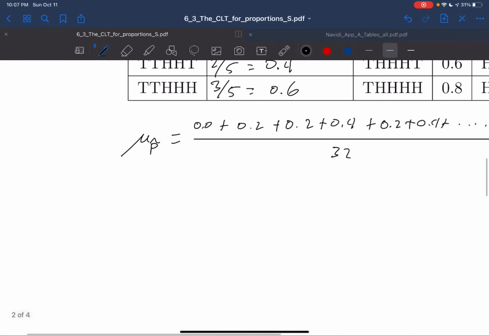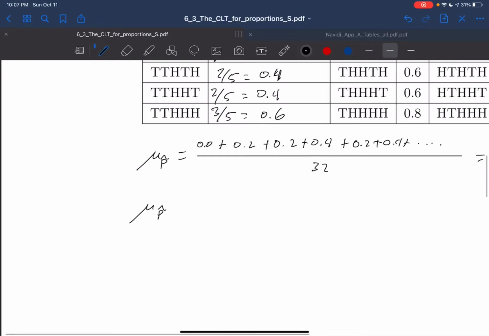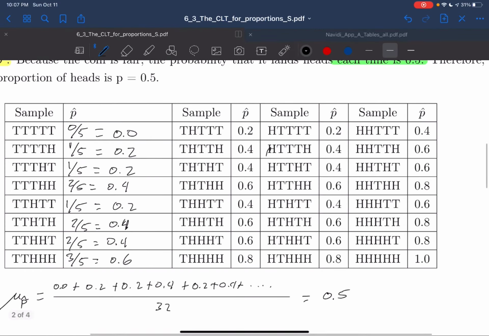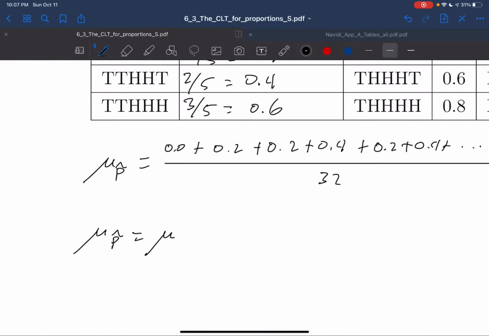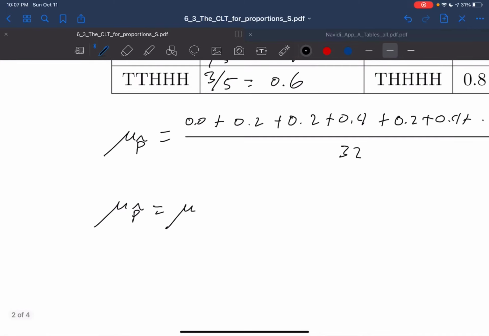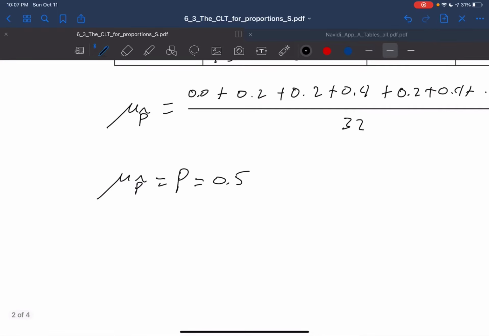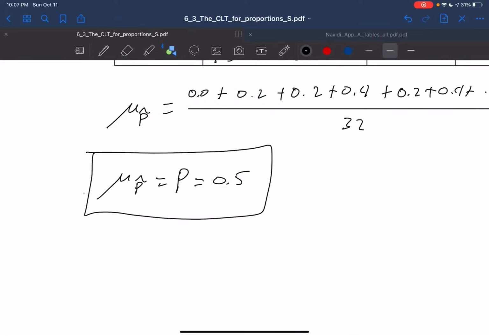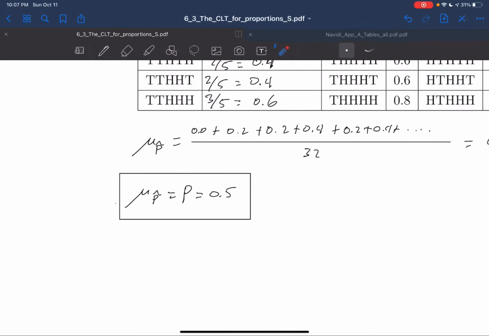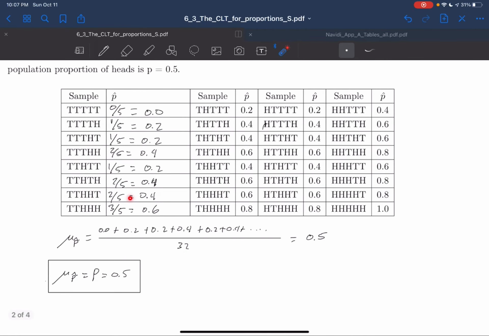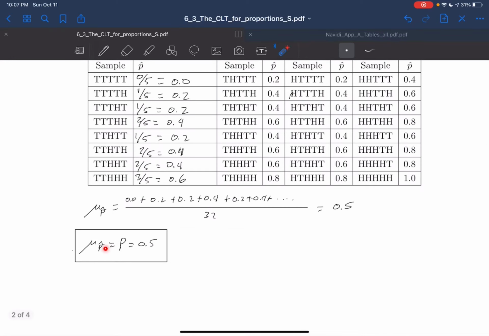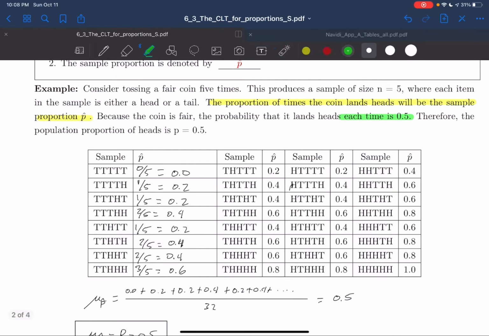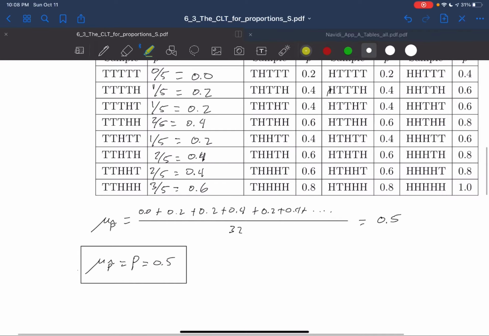So here we could say that the mean of our distribution of sample proportions is the same as the population mean, which is the population proportion P, which is equal to 0.5. So this is true in general. The mean of our sample proportion is equal to the population proportion, which is 0.5. And again, this is true in general, just to make things clear.